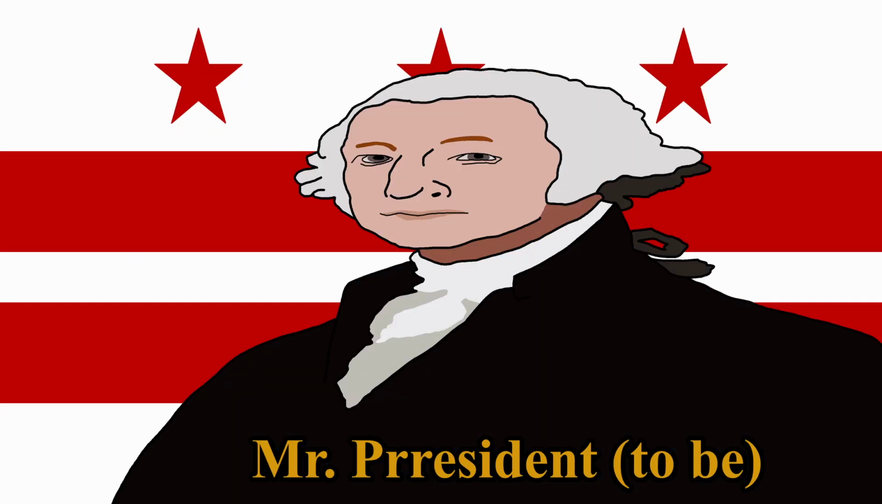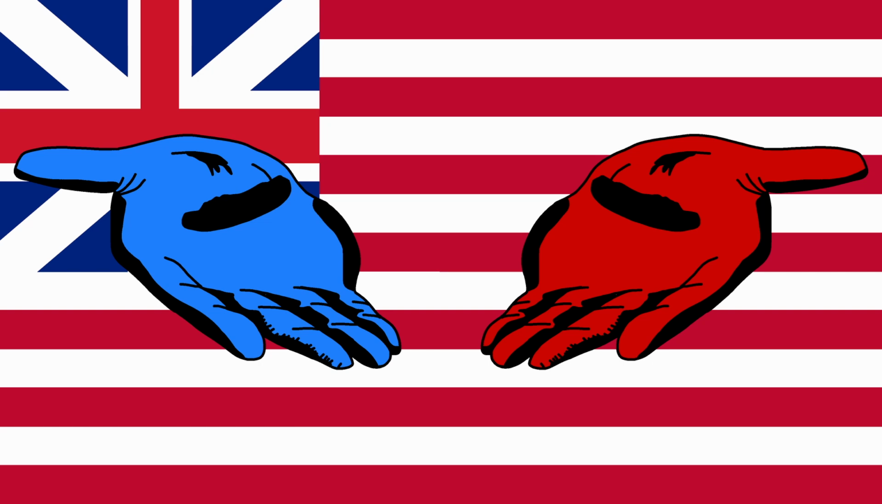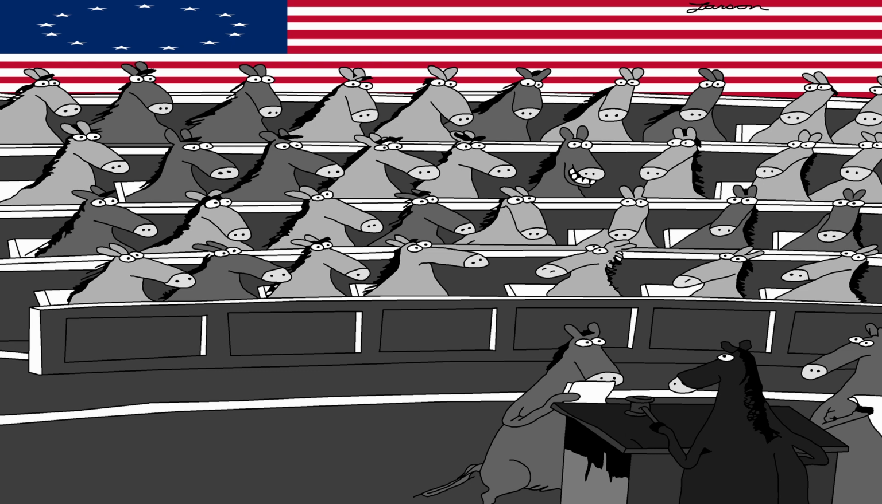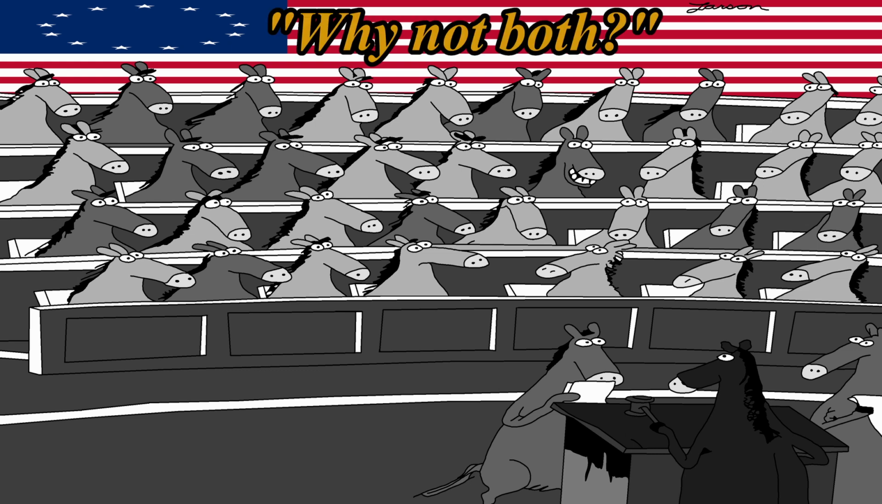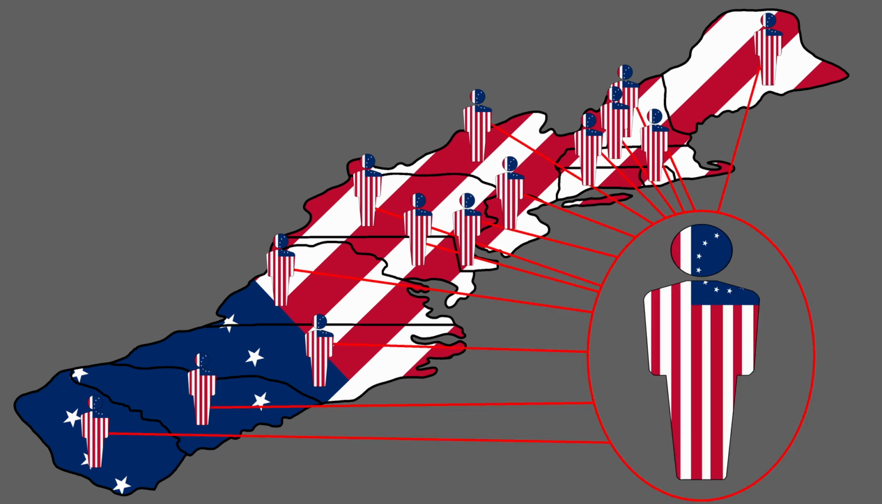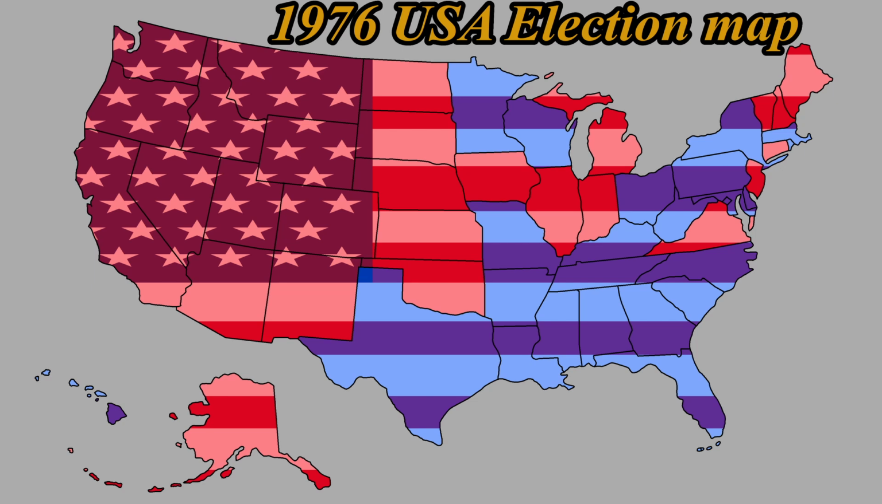Basically, when the American experiment was beginning, there was a split between two options: the president would be congressionally elected, and the president would be elected by popular vote. As neither wanted to relent, a compromise would be reached. Each state would be required to vote for representatives who would vote for the president. It's not a perfect system, but it is still used.